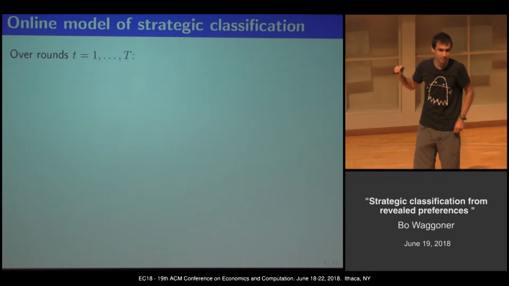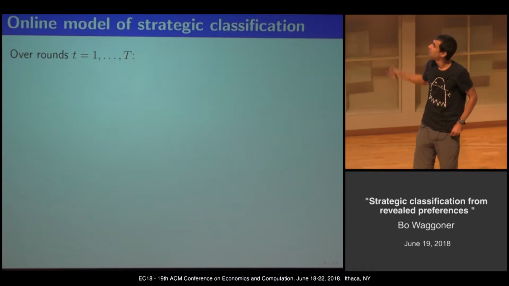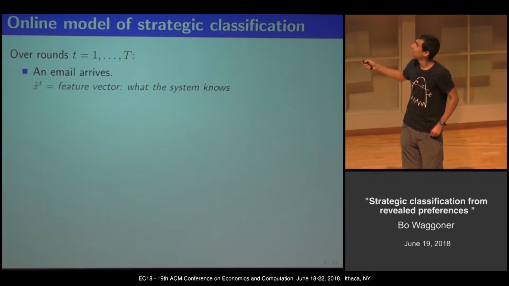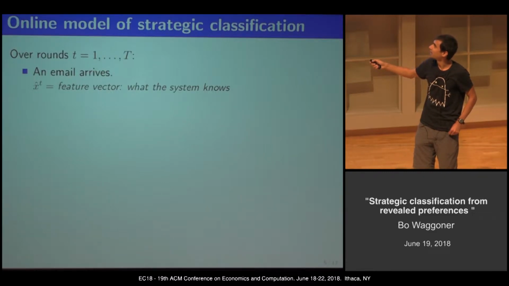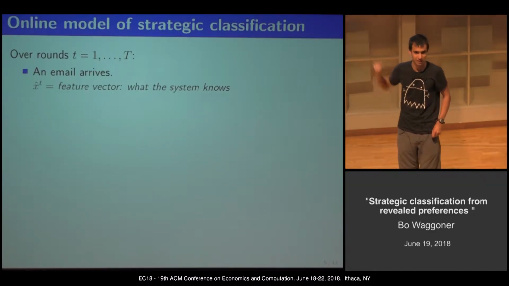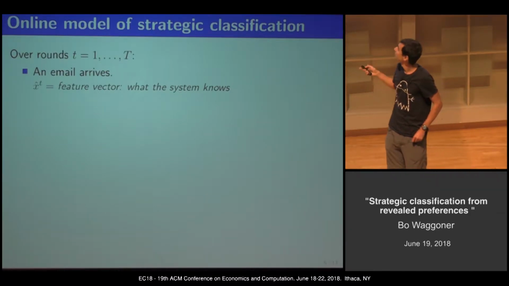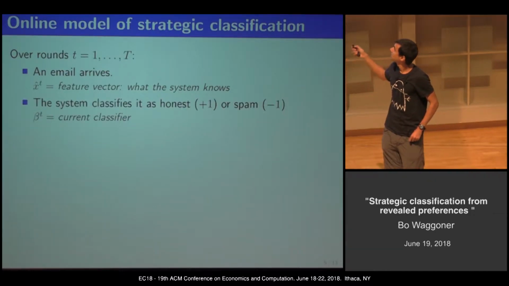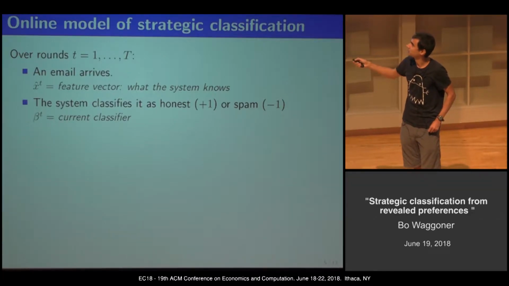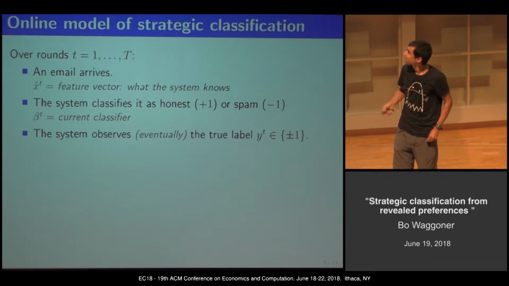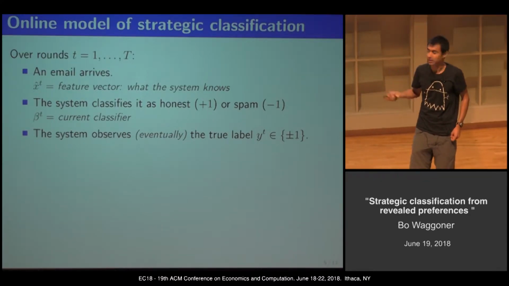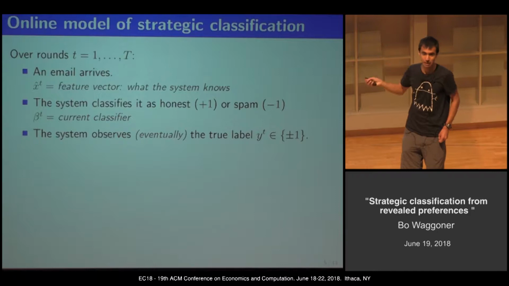But just at a high level, the kind of model we're thinking of is this online model. Over a sequence of rounds, emails will arrive, and we'll use x hat t to denote the features of the email that we see. I think of that as a point in R to the D. So that's what the system knows, and it has to classify it as being an honest email or a spam email. It has some current classifier, beta. But then the system will get to observe what it should have done, whether that was truly spam or an honest email.